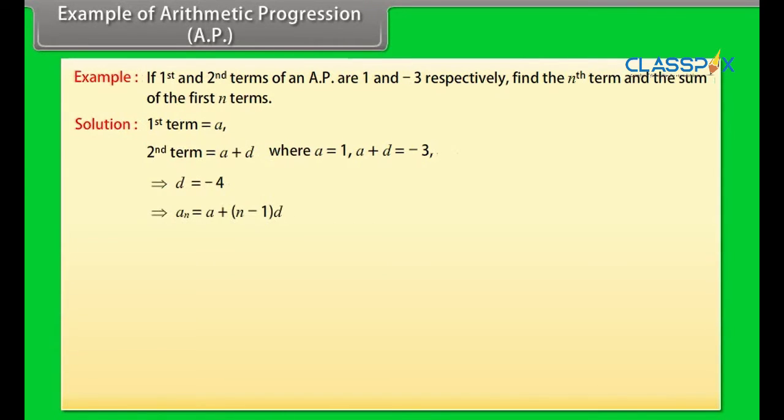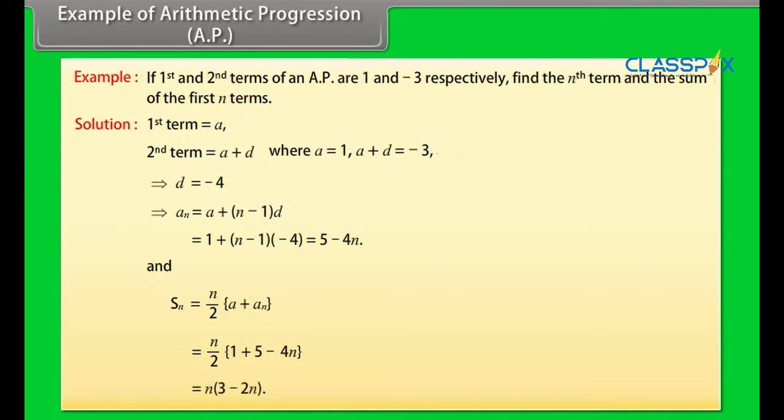It implies An is equal to A plus n minus 1 into D is equal to 1 plus n minus 1 into minus 4 is equal to 5 minus 4n. And Sn is equal to n by 2 into A plus An is equal to n by 2 into 1 plus 5 minus 4n. It gives Sn is equal to n into 3 minus 2n.